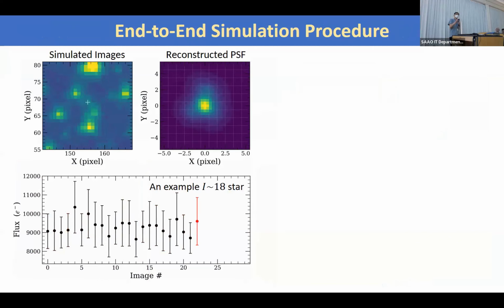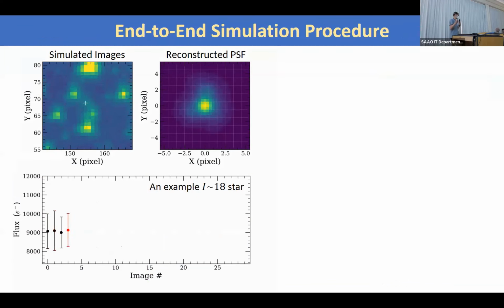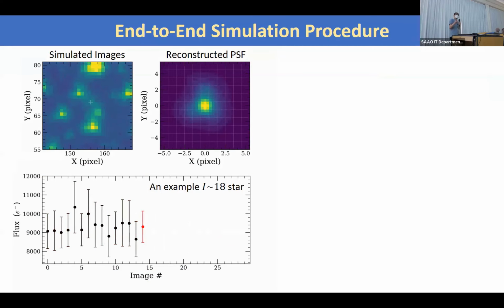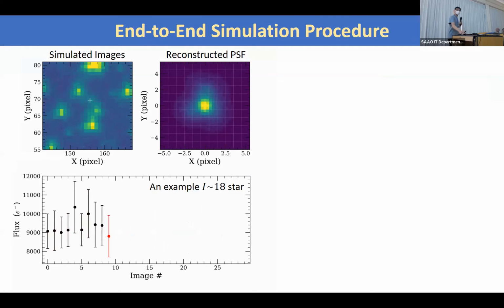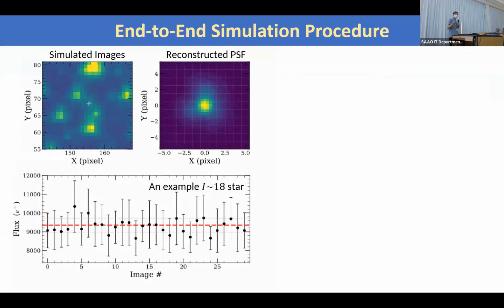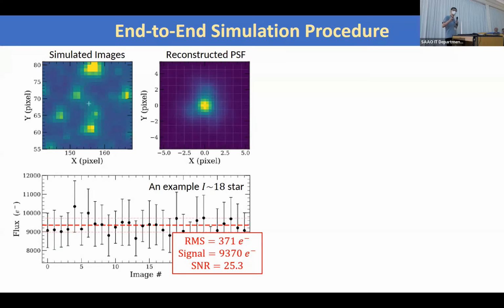So you can see this is the simulated image and the reconstructed PSF from the image. And this cross represents an example 18 magnitude star. So we basically do the photometry on a series of exposures. And we can then measure the RMS of the flux, and also the signal of this flux. So we find the RMS is 317 electrons. And the signal is something like this. So basically, we know the signal to noise ratio of this example star.